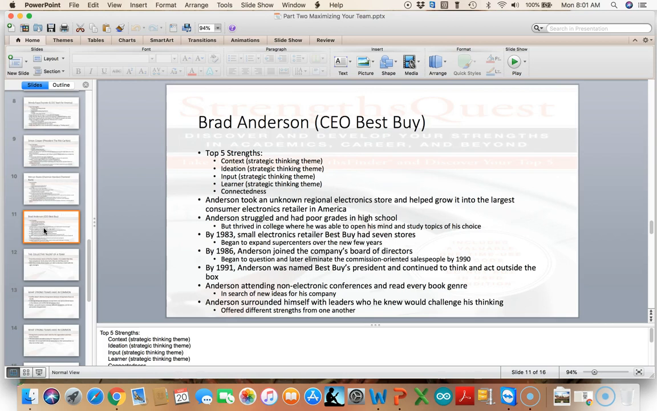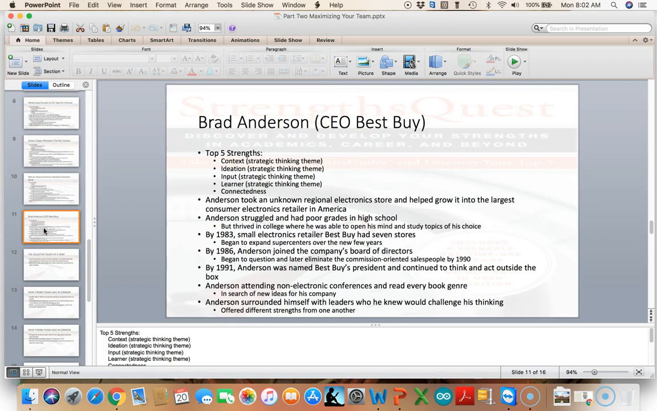Anderson struggled with his poor grades in high school, but thrived in college, where he was able to open his mind and study topics of his choice. By 1983, the small electronics retailer Best Buy had 7 stores. By 86, Anderson joined the company's board of directors. By 91, Anderson was named Best Buy's president and continued to think and act outside the box.